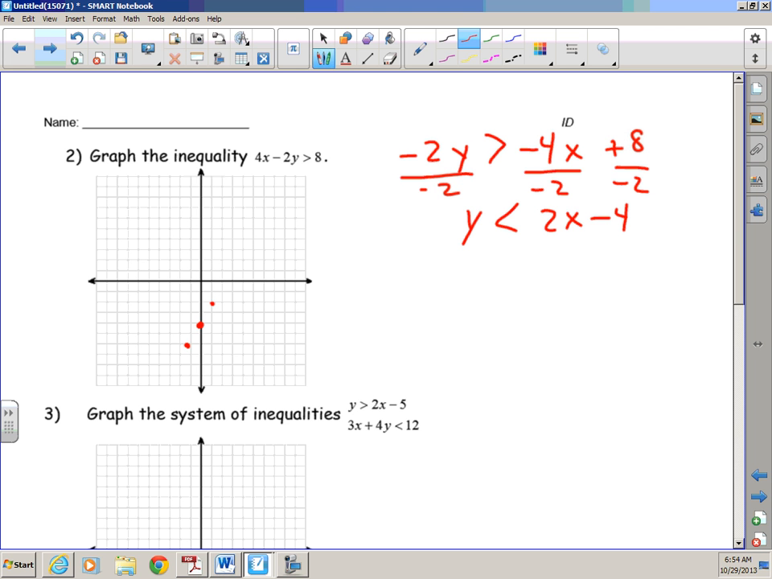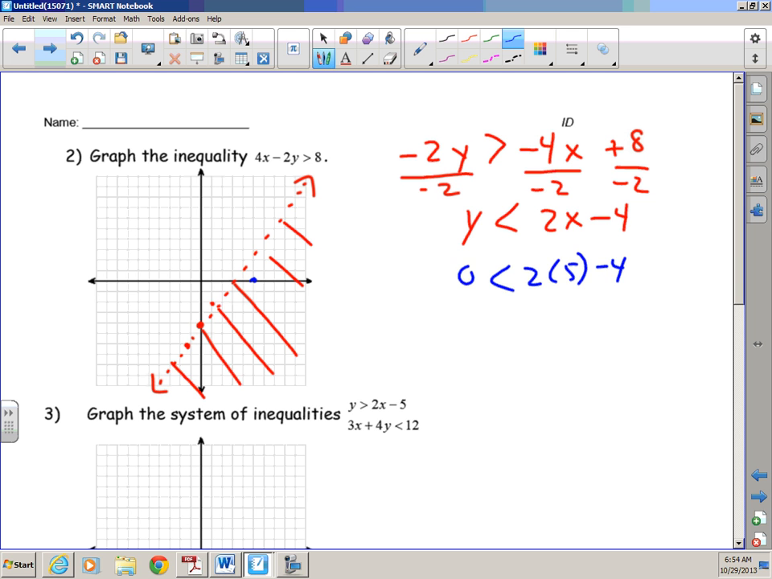Since it doesn't have the equal to sign, it's a dotted line. Since it's less than, I shade below. And what's a point in the solution set? Let's take the point 5, 0. So if I put 5 in for x and 0 in for y, is that a true statement? And you'll clearly see that that is true.